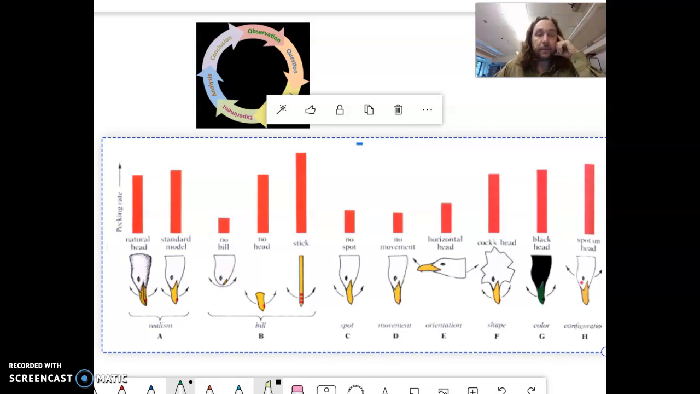Okay, so by now, hopefully you've tried to predict something that is and is not a cause of behavior. And I just want to do a quick video about some common mistakes people make. When you're looking at this data, a lot of times people look at it and say, well, the standard model is the cause of the behavior, or no head is the cause of the behavior. And that's not exactly the right way to think about it. Instead, you want to switch your thinking and look at it this way.